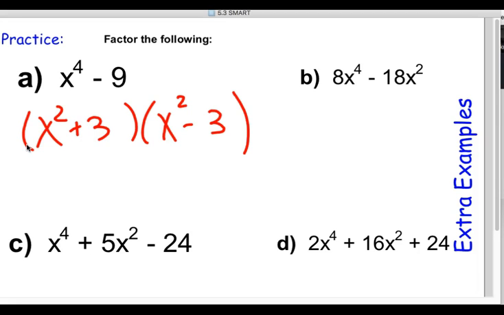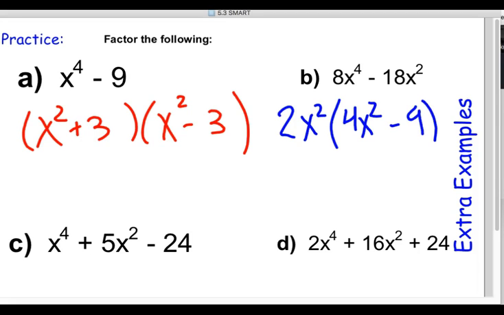On b, what can you take out? How would you factor b? You can take out a 2x squared. What's left of 8x to the 4th if you take out 2x squared? 8x. Nope. 4x squared. Can you break that down anymore? What's 4x squared? 2x. What's 9? 3. If you're subtracting, can you do this? Yeah.